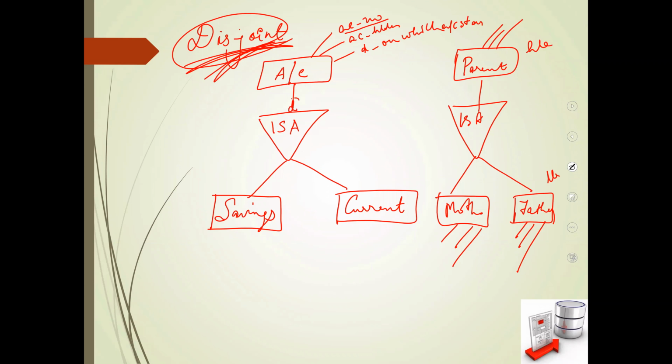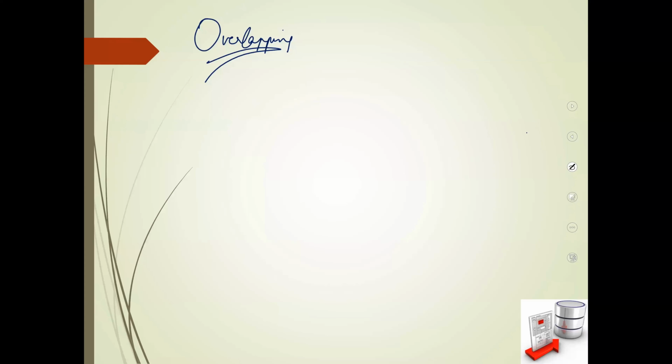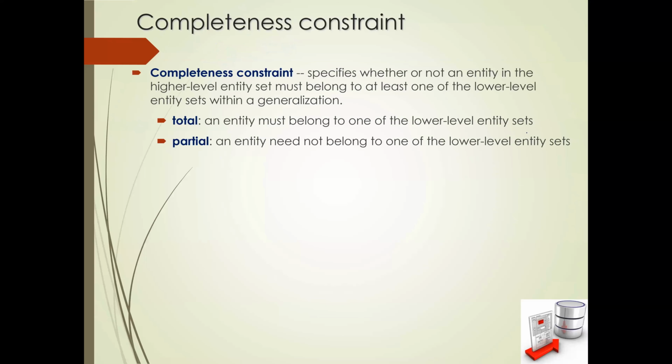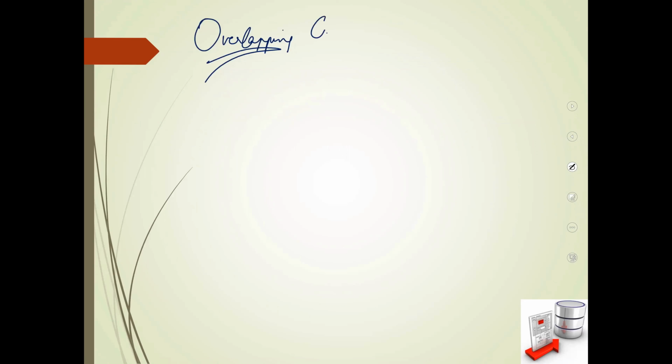You write a D over here with a circle to show that it is a disjoint kind of an entity. The overlapping constraint is just the reverse of your disjoint. You have a higher level and lower levels. A higher level entity can be more than one lower level entity at the same point of time.